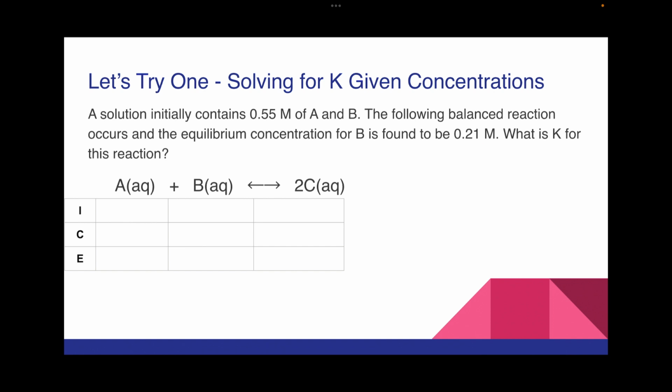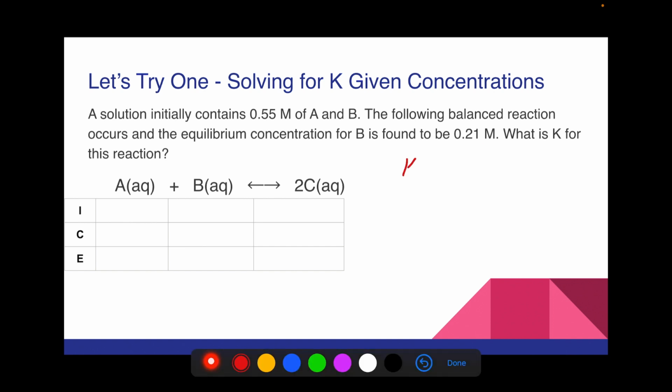So as we saw in our steps, I'm going to start by writing out the K expression for this reaction. In this case, we're going to do C squared, because it's our product, over the concentration of A times the concentration of B, both raised to the first power.